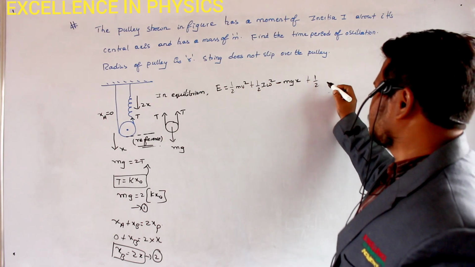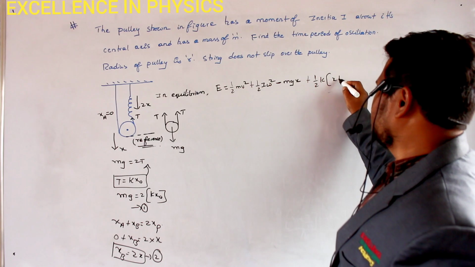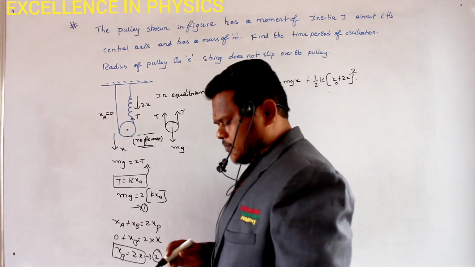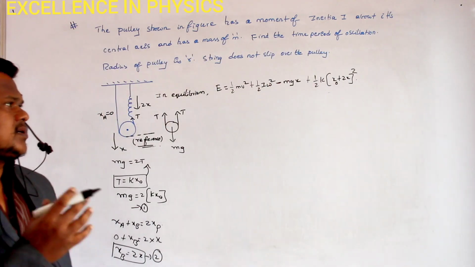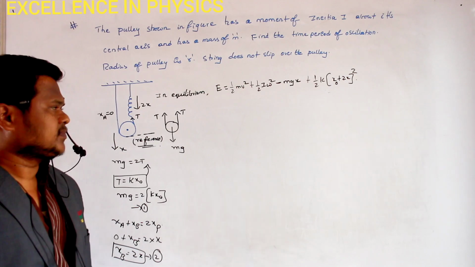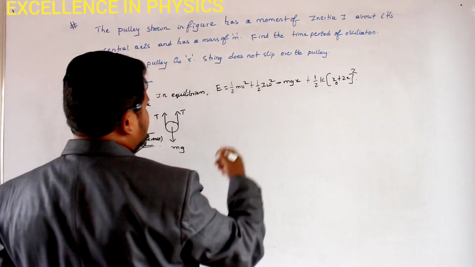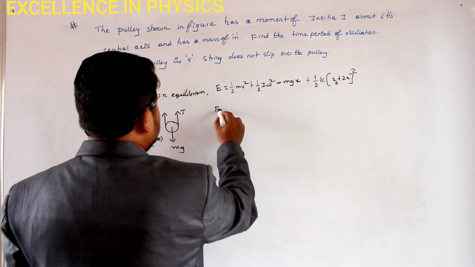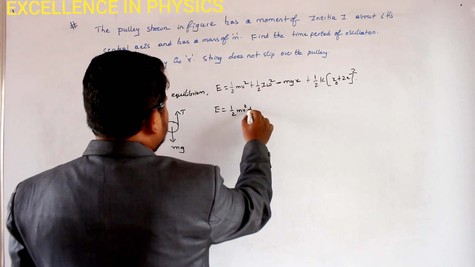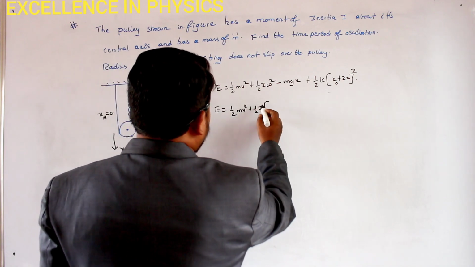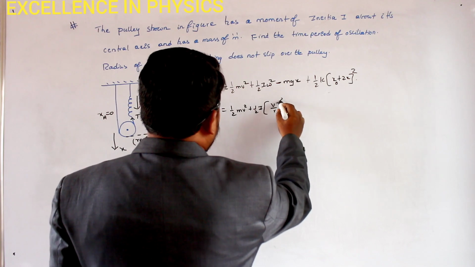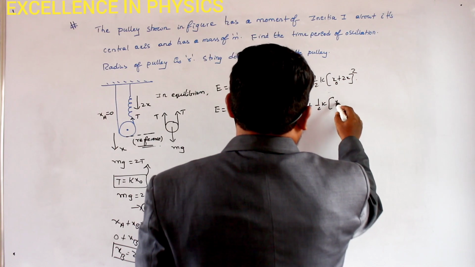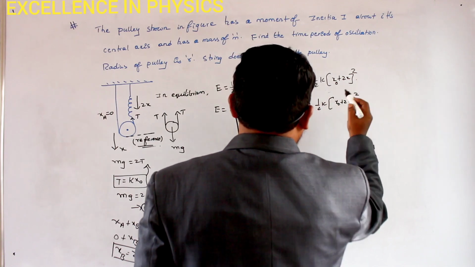So the total potential energy stored in the spring is half k into (x naught plus 2x) whole square. Clear? So this is the total amount of energy after a particular displacement of x. Now here I don't want omega, so omega can be written as v by r. If I substitute this relation, E is equal to half mv square plus half I into (v by r) whole square minus mgx plus half k into (x naught plus 2x) whole square. This is the relation which I can write.